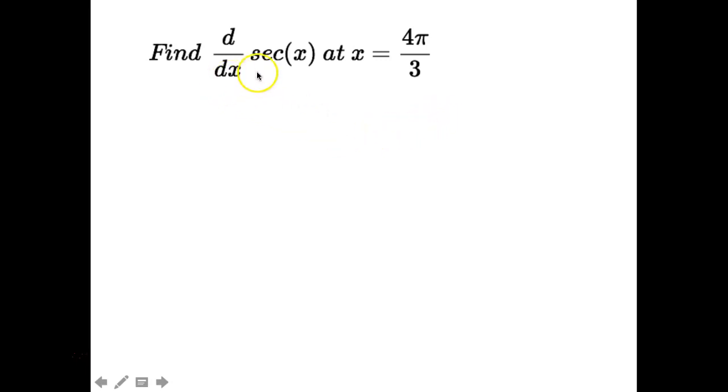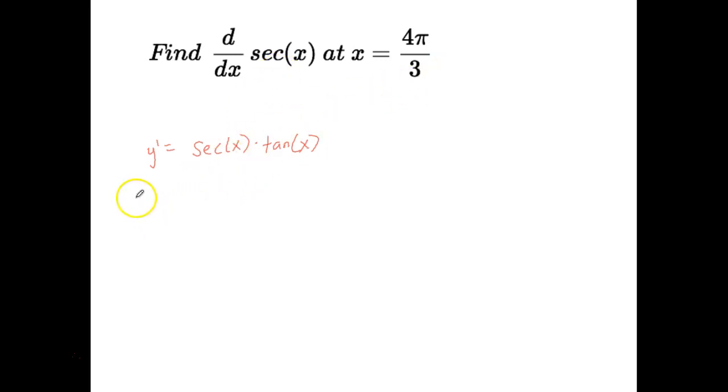Okay, it says find the derivative of secant and plug in this number. So find the slope at this point. So let's get our pencil here. The derivative of secant, that's one that you just got to memorize. It's going to be secant of x times tangent of x. That's the derivative. Here, I'll call it y prime. It's the derivative of secant.